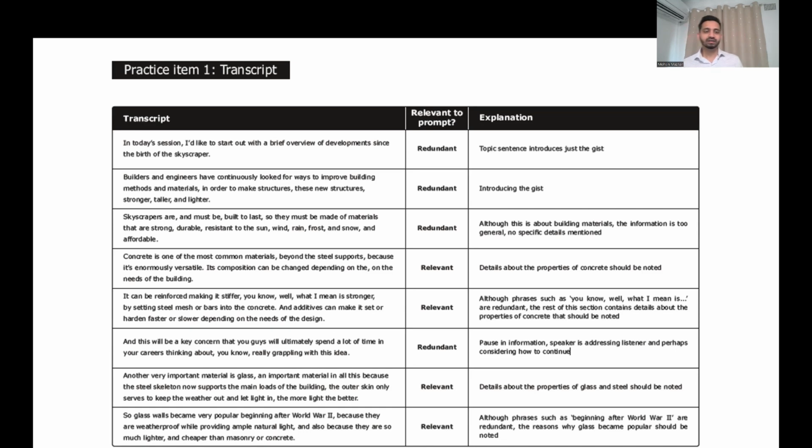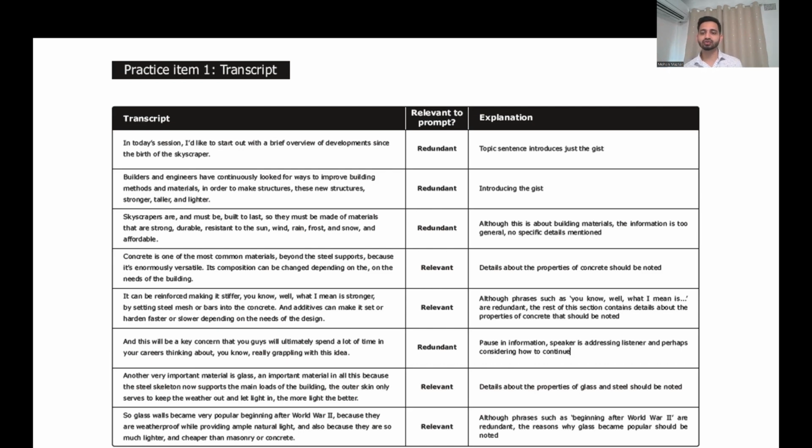Okay. It can be reinforced, making it stiffer. You know well what I mean. It's stronger. Again, it's talking about concrete, by setting steel mesh or bars into the concrete, and steel is mentioned as well here. And additives can make it set or harden faster or slower depending on the needs of the design. All the information here is relevant and you should be paying extra attention to that.